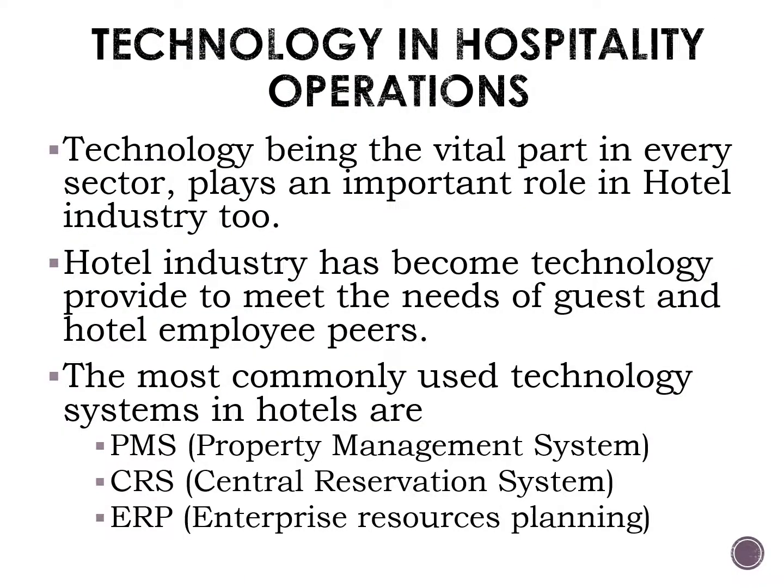First of all, we need to understand that in the hospitality industry different types of systems are running. A very important one is the property management system. Apart from that, there is the central reservation system, and the latest type of system comes under enterprise resource planning. Likewise, there are different types of technologies used in the hospitality industry. Without these types of systems, it's very difficult to run this type of industry.